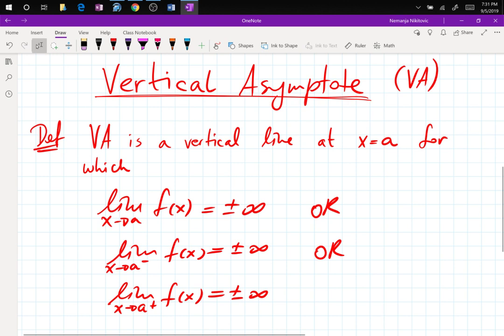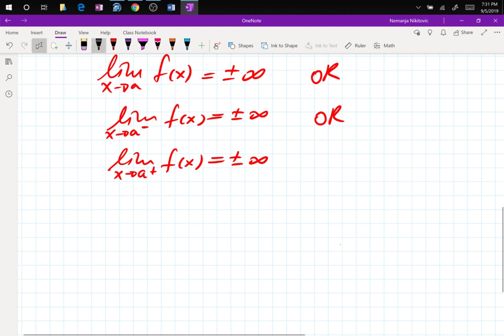So a vertical asymptote for a function f of x, maybe I should have put that in as well, happens at the point x equals a where any of the three limits are true. Not all three, but any of them. So if at least one of these is true, you have a vertical asymptote. Let's take a look at examples.